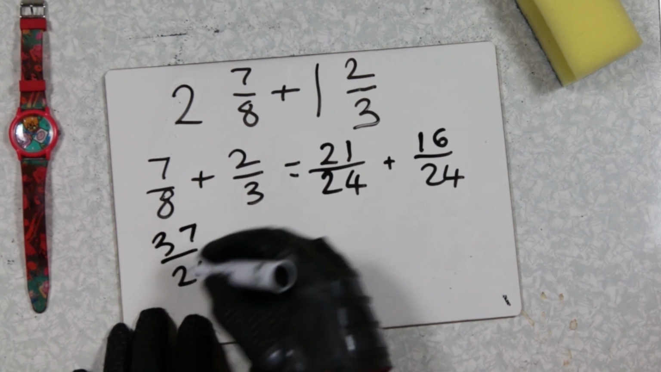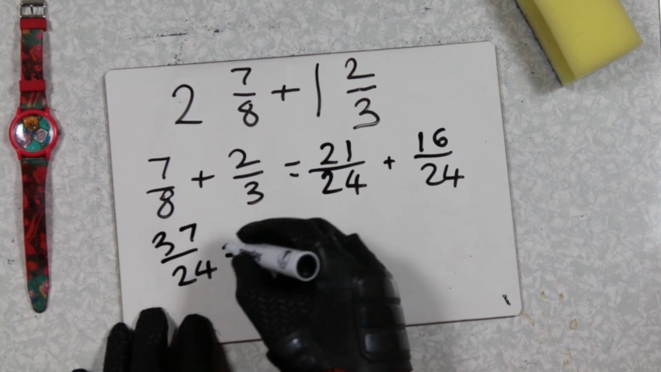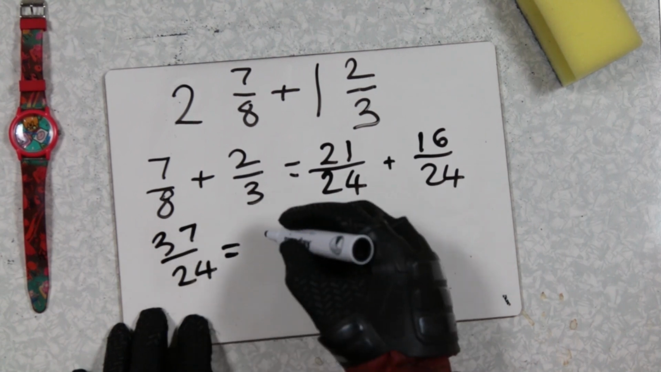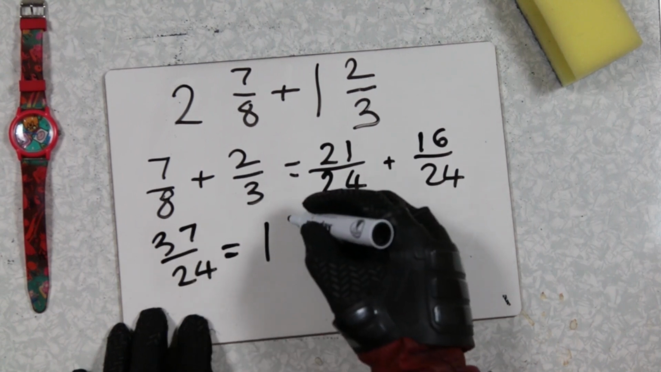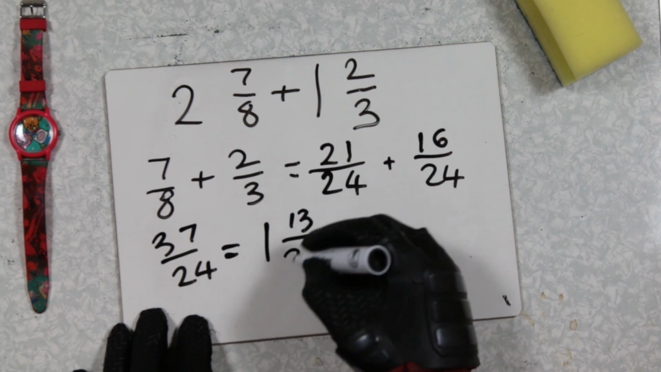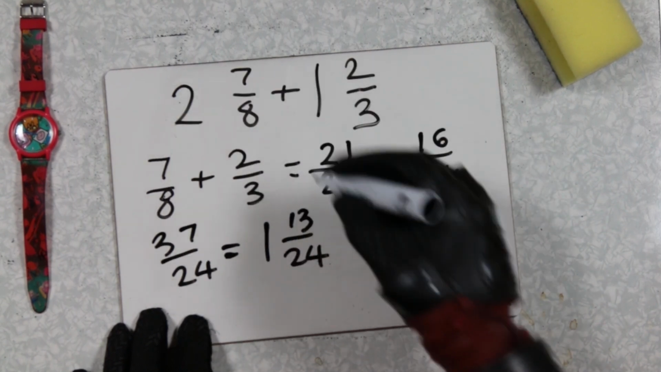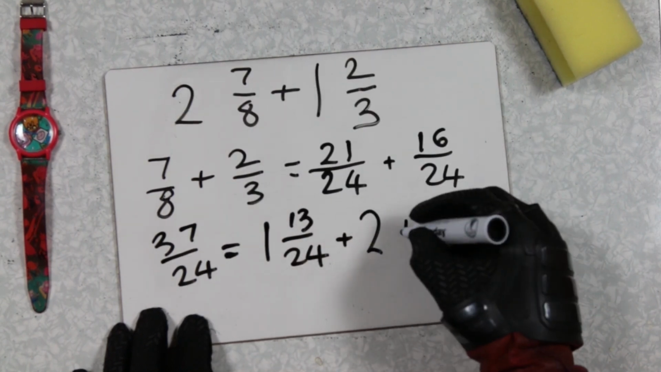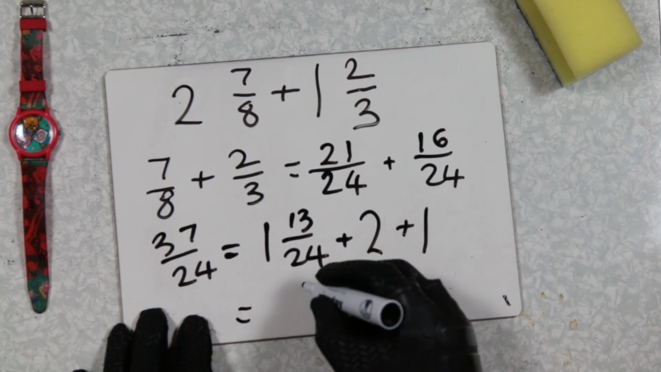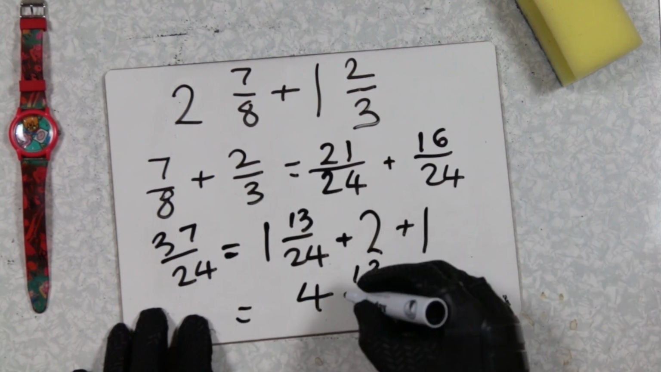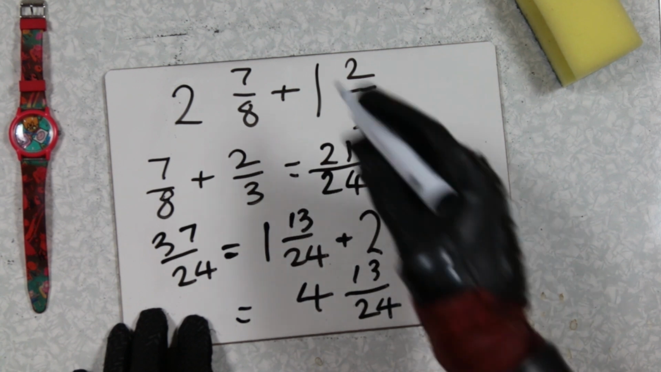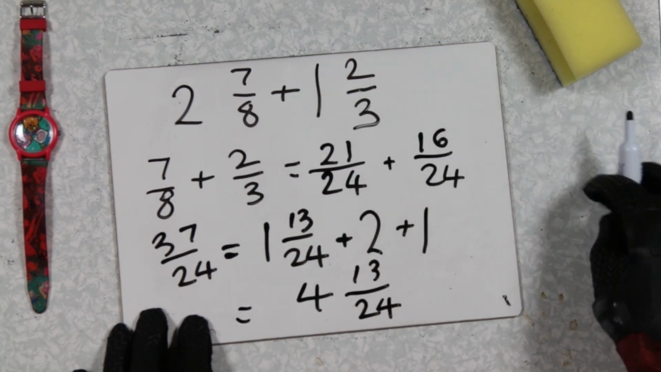Okay, now let's convert that back into a mixed fraction. 24 goes into 37 once, with 13 left over. Then we worry about our whole numbers, plus our 2, plus our 1, gives us 4 and 13 over 24. It's quite a few steps, but you get there in the end.